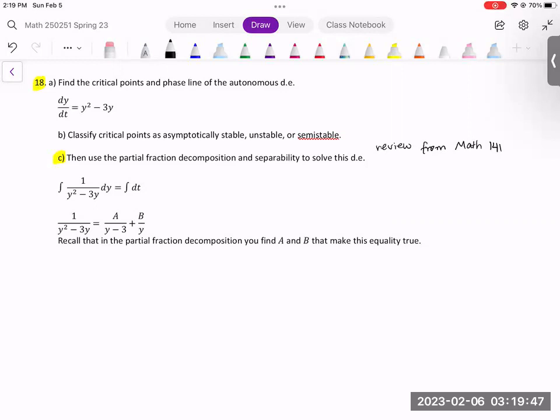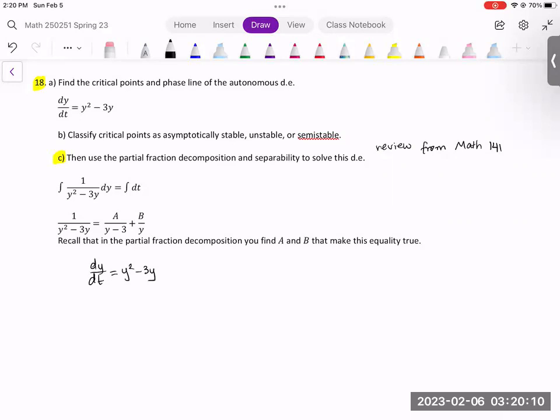This is just a first pass at review. We'll be using partial fraction decompositions quite a lot in a few weeks. So we're just starting to refresh ourselves on what it means to do a partial fraction decomposition. So we're starting with this equation dy dt equals y squared minus 3y.